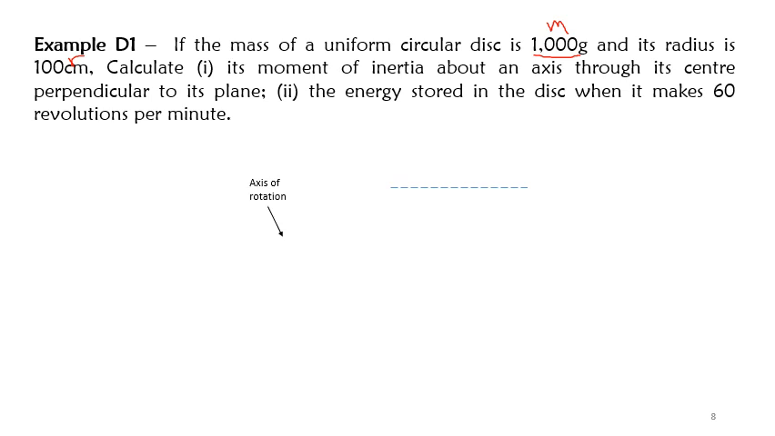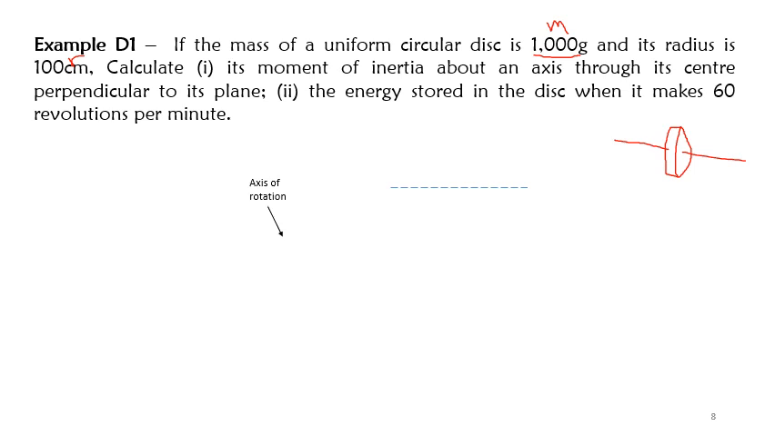That means the axis of rotation is through the center of the disc. Do you get it? It's through the center. So calculate the moment of inertia. That's the first thing to do. Then the second thing is to calculate the energy stored in the disc when it makes 60 revolutions per minute.